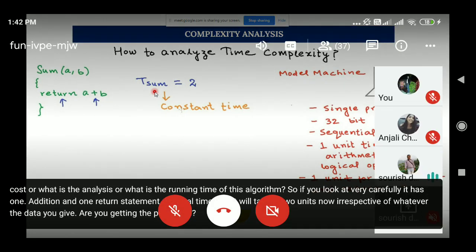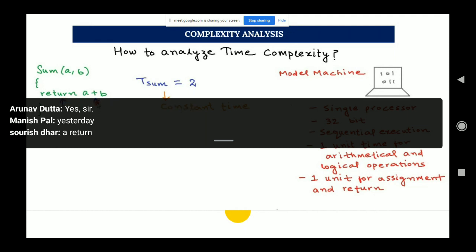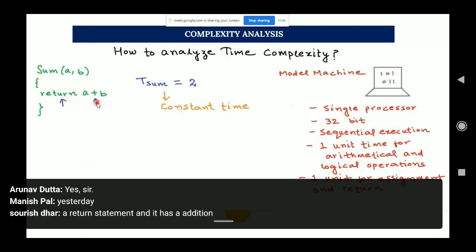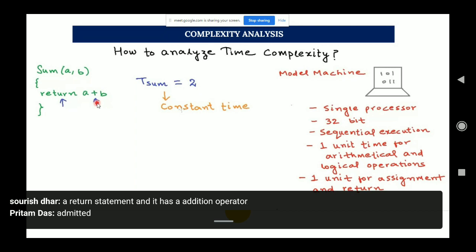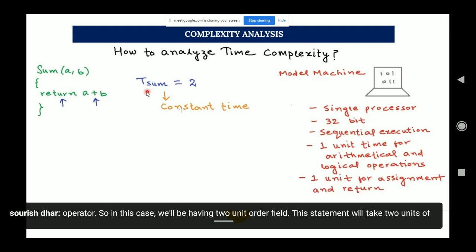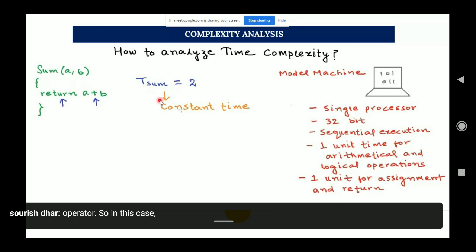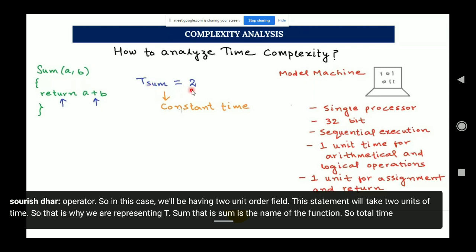What are the different operations it has? It has a return statement and an addition operator, an arithmetic operator. So in this case, this statement will take 2 units of time. That is why we are representing T sum, where sum is the name of the function. So the total time taken by T sum is 2.